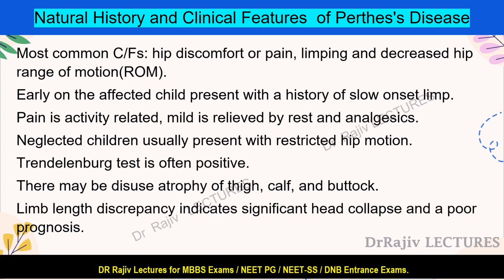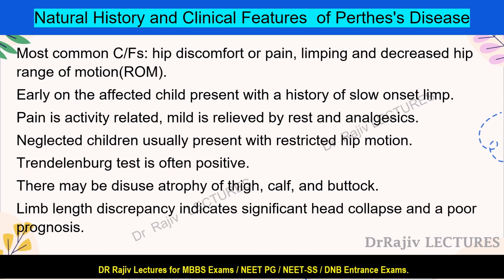The pain is typically localized to the groin and may refer to the anteromedial thigh or knee region. Failure to recognize this referred pain to the thigh or knee may cause further delay in the diagnosis. Neglected children usually present with restricted hip motion, particularly for abduction and medial rotation due to a spasm of the adductor muscles. Long-standing adductor spasm may lead to adductor contracture.